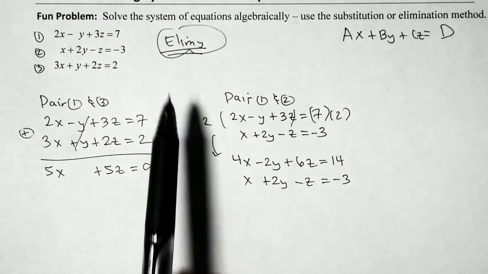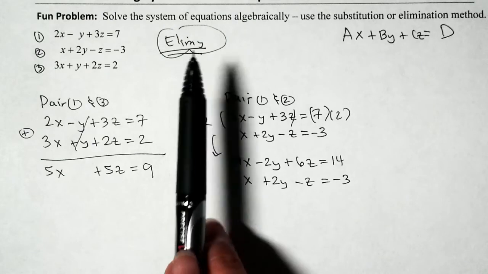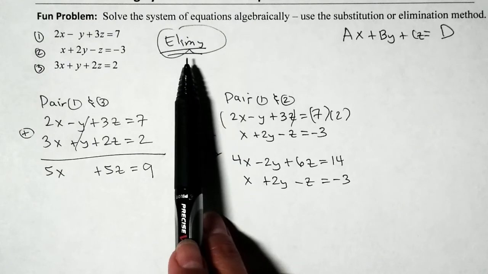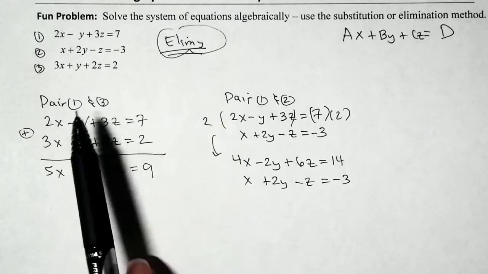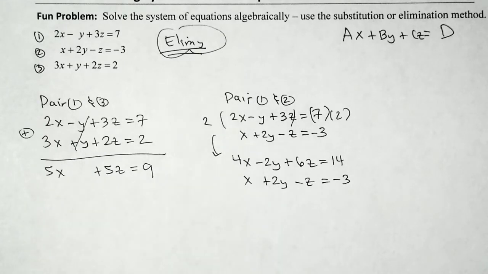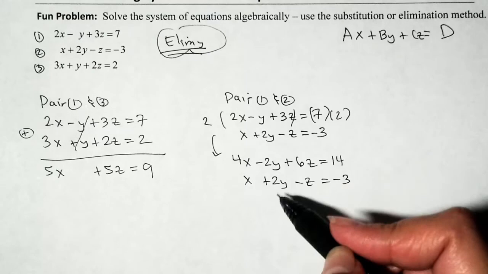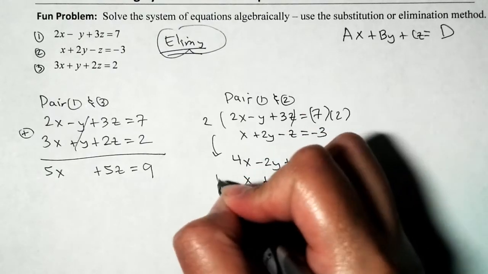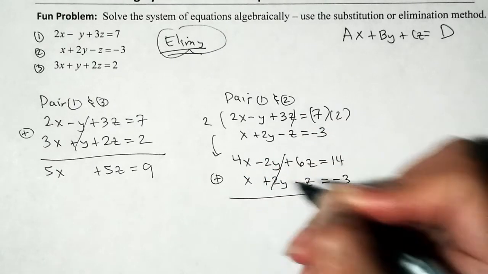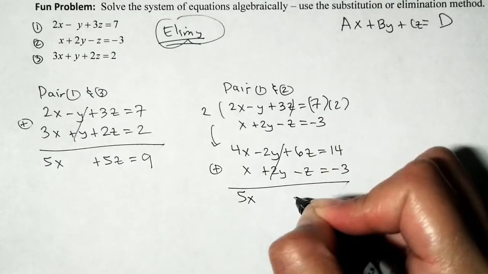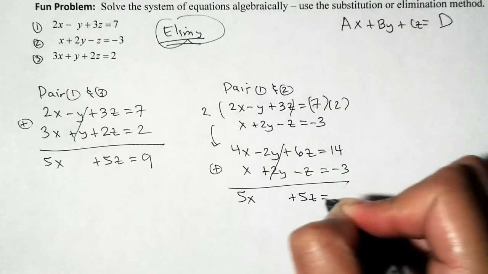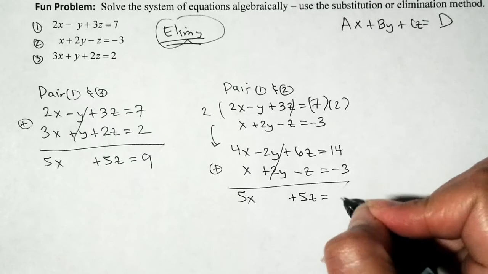So remember, we're trying to eliminate y. The worst thing you can do to yourself is eliminate different variables from each pair. We want to eliminate the same variable from each pair. Coefficients are opposite, so we have the green light to add the equations, and that will leave us with 5x plus 5z equals 14 minus 3, which is 11.